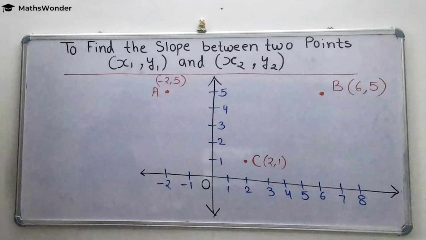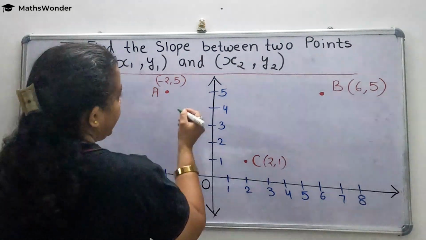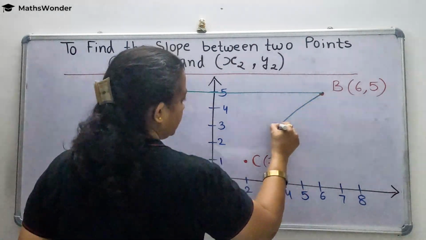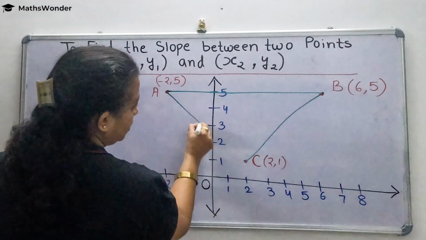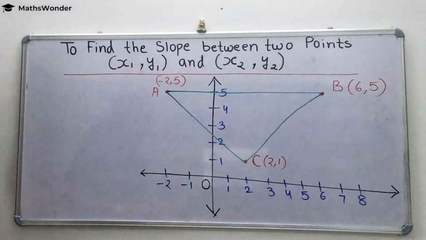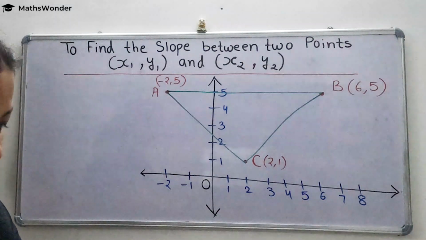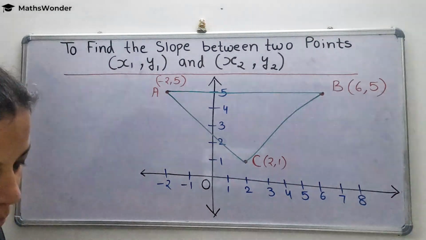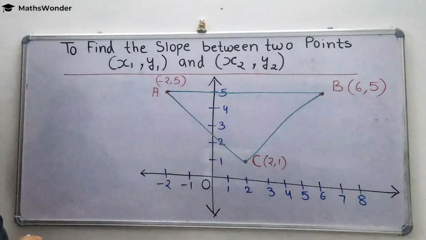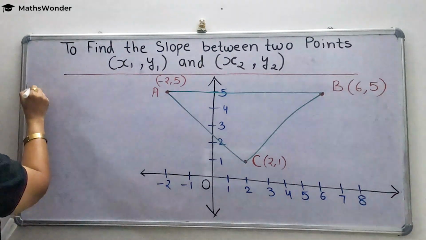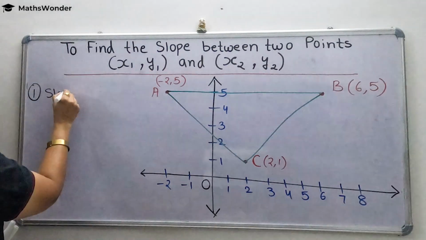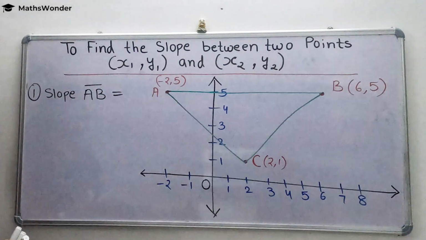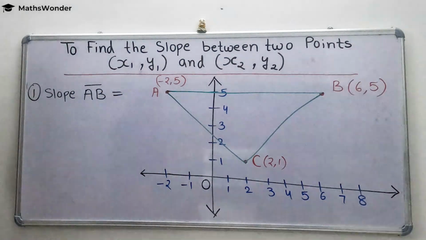So we join A to B, B to C, and C to A. You can see there is a triangle. Now, using the slope formula, let us calculate the slope of AB. Now see the magic. We are not finding the slope of the triangle, only of AB, only the line part.